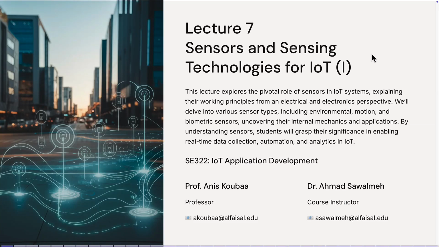Okay, so far we have covered the embedded devices, and we have mentioned that there are two types of embedded devices, including microprocessor and microcontroller. We talked about the different low-level details about their components. And today we will talk again about sensors and sensing technologies for the Internet of Things.